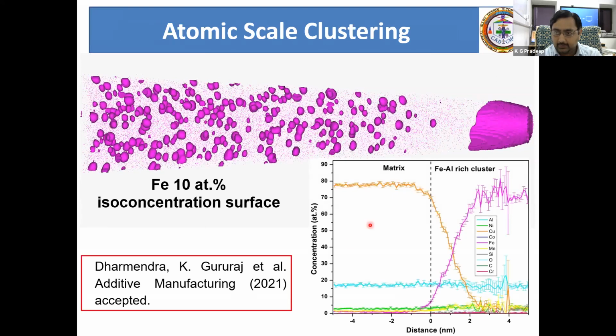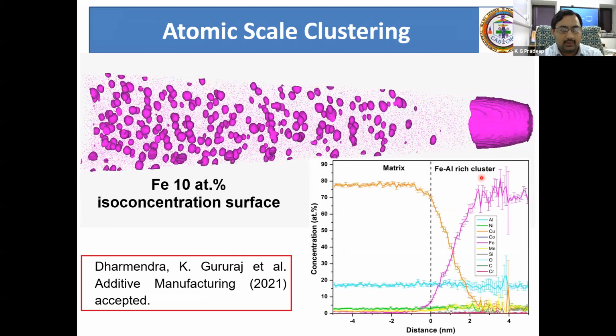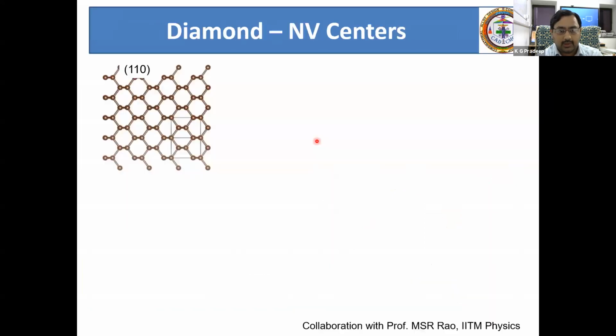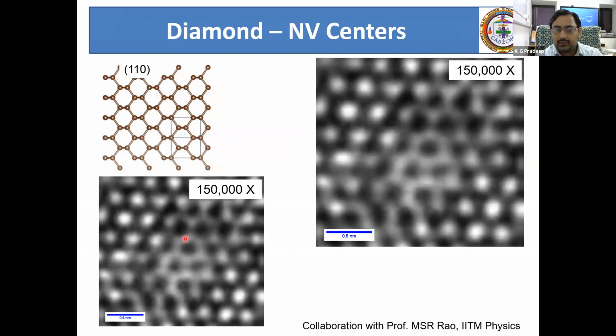Okay, so my last example before I conclude is one of the collaboration with Professor M.S. Rao in physics, where we try to look at the diamond structures and see if there are vacancy sites in diamond. So this is a 110 orientation of a diamond being resolved in high resolution electron microscopy. And you can see these hexagonal shaped structures where nitrogen implantation can replace some atoms. So you can see there is a broken bond and there is an atom missing.